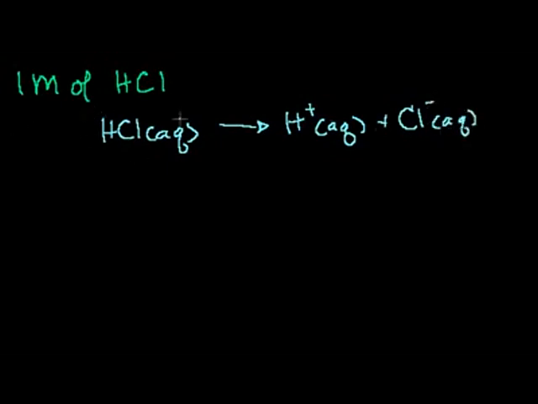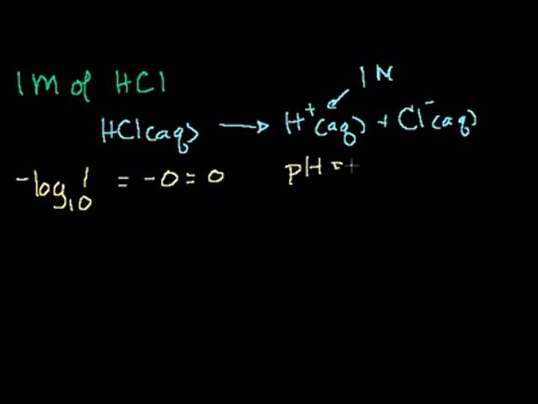So if you actually have a molar of this, as soon as you put it in the water, you really have 1 molar of this. So your hydrogen concentration is really 1 molar. And of course, we know, what's the pH of that? Well, the pH is just the minus log base 10 of your hydrogen concentration, which is 1, which is the minus log of 1. So minus 0, which is equal to 0. So your pH is going to be equal to 0.